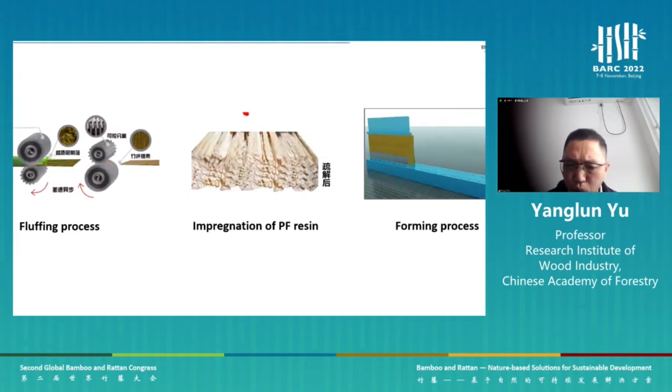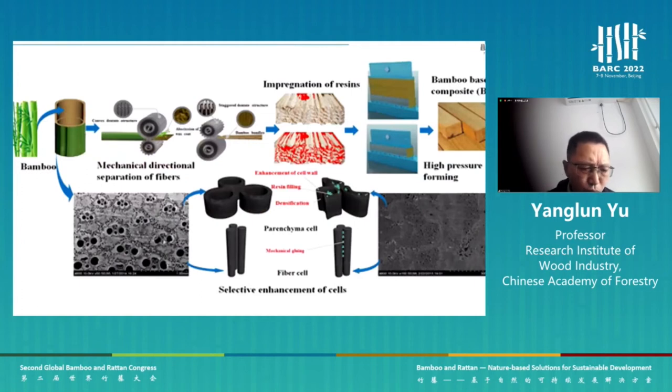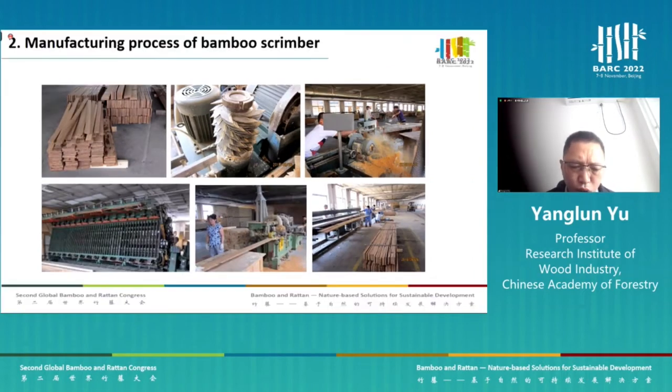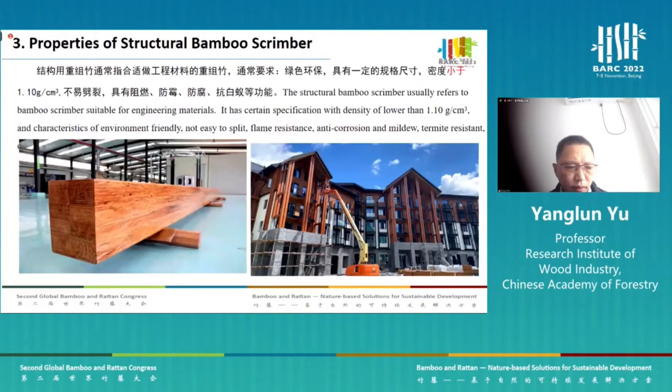The bamboo scrimber is compressed, and in this process, we can see that the fibers and the cells are compressed and are becoming more strengthened. The mechanical properties are changed. Then it is processed into different products. It is different from the traditional way of treatment, and we need to apply some special technologies. I will not talk about the technologies in detail, and if you're interested, we can talk after the meeting.